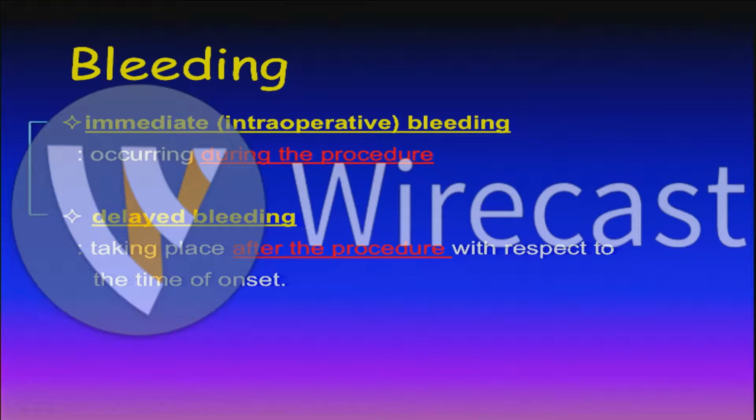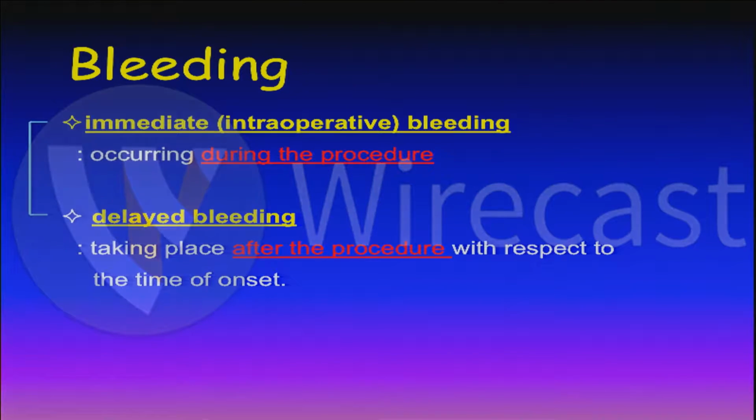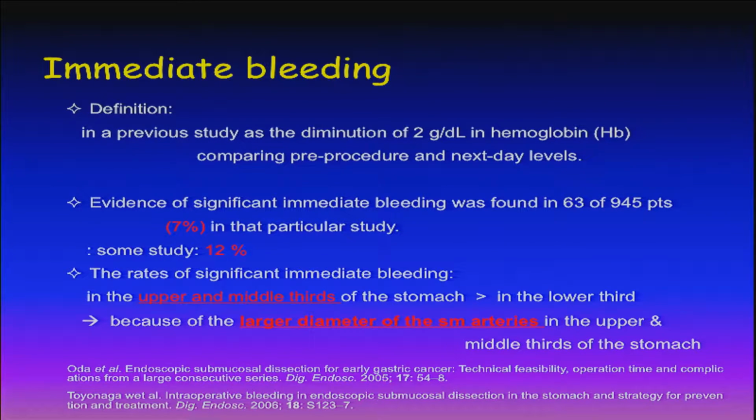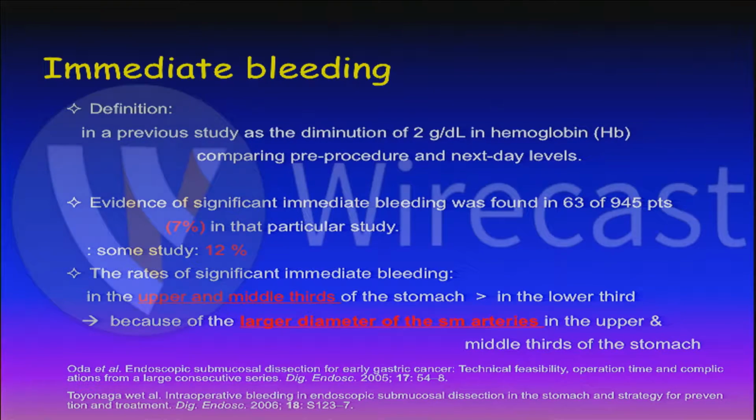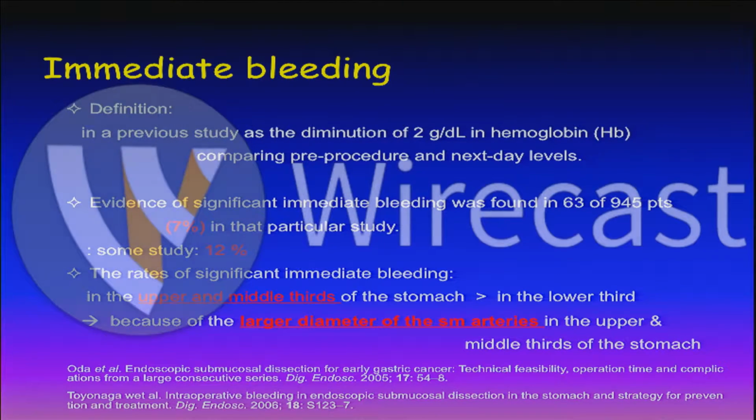Bleeding divided 2 types: the immediate intraoperative bleeding and delayed bleeding. And immediate bleeding is previously studied as defined as the diminution of 2.2 gram per deciliter in hemoglobin, comparing pre-procedure and next day level. Some study revealed the 7% immediate bleeding, 12%.